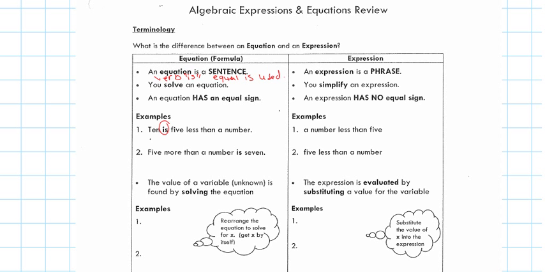You can solve an equation whenever you have one side equal to another side. You can solve for the letter. We're going to look at some examples. But when you have a phrase, you can't solve. You can simplify, you can put things together, you can add like terms, but you can't solve for that letter. The main thing is an equation has an equal sign, while an expression does not.